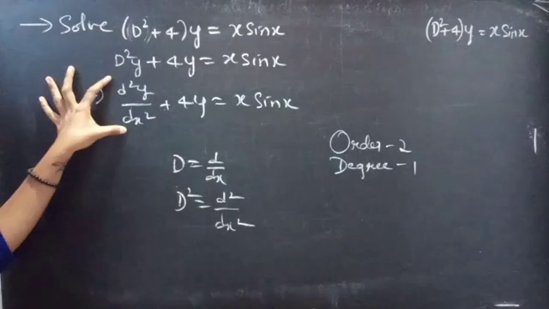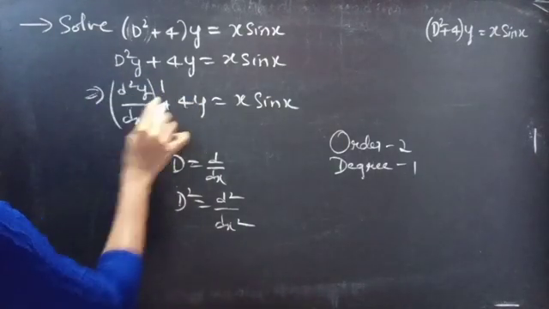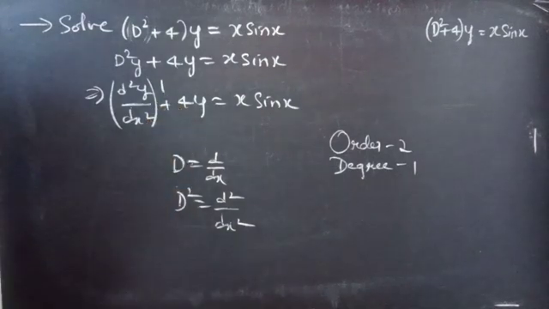Here d²y/dx² is the highest derivative, so our order will be 2. And the highest power of the highest derivative is our degree. Degree is 1. Now coming to the problem.